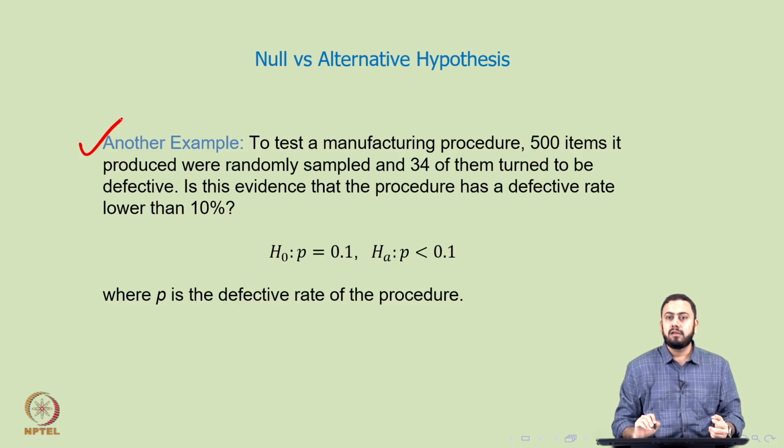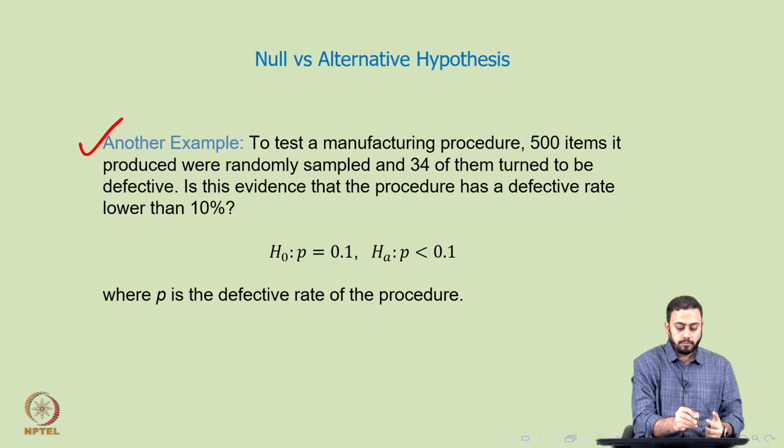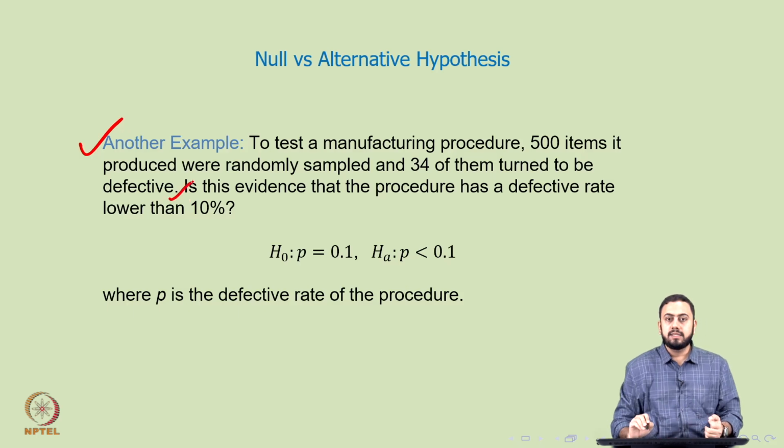Let us say to test a manufacturing procedure, 500 items it produced were randomly sampled and 34 of them turned out to be defective. Again, this is entirely a question about a proportion and not some average or some variance. So you sample 500 items and you find out that out of 500, 34 of them turned out to be defective. Now, the key question is: is this evidence that the procedure has a defective rate lower than 10%? So think for a minute and then structure the hypothesis in your mind. By the way, the answer is there in front of you.